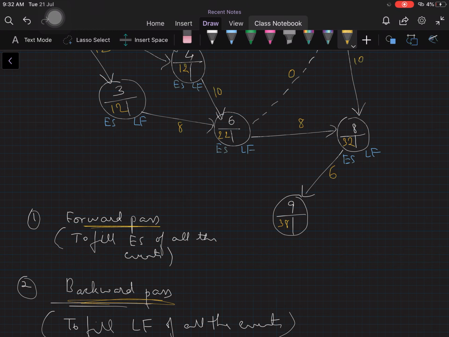We started the forward pass with the starting event. For the backward pass, we will start with the ending event, and I'll explain the procedure. So we start with the ending event, that is 9. So 38, write 38 as it is.